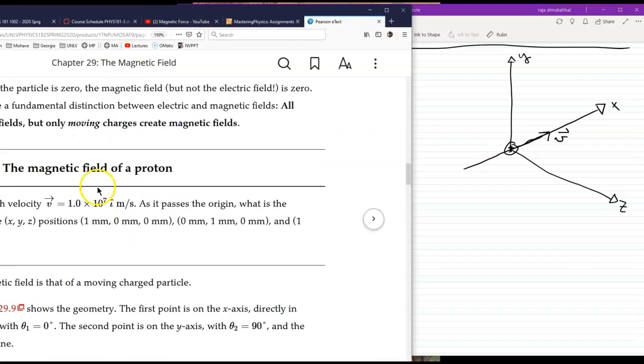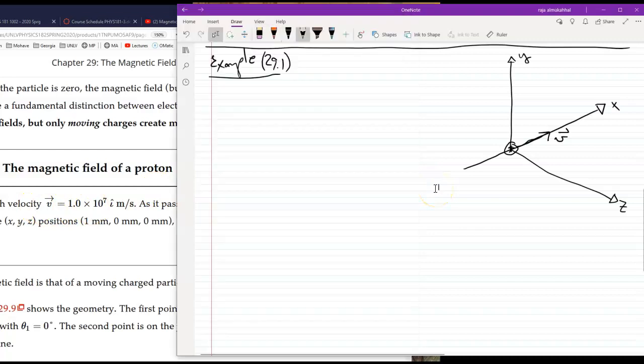It says it's moving, in there, we go. So the velocity is equal to 10 to the 7 i, right? Meter per second. Okay. Now I want to find the magnetic field at the following points.